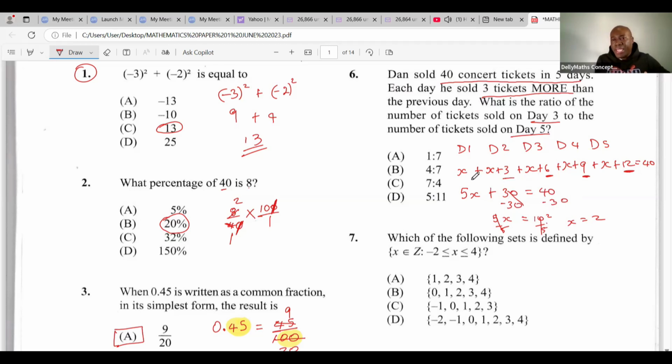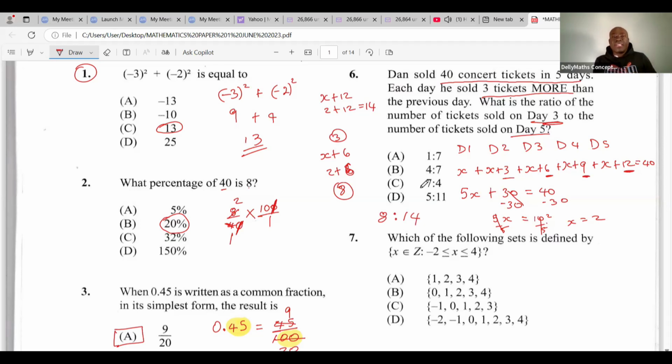Let us take a look at day 3. So day 3, we add x plus 6. So this is day 3. And so x is 2, so this is equal to 8. And then on day 5, we had x plus 12. So that's going to be 2 plus 12, and that's going to give us 14. Now we're going to compare day 3. Remember, day 3 came first, so it's going to be 8 to 14.